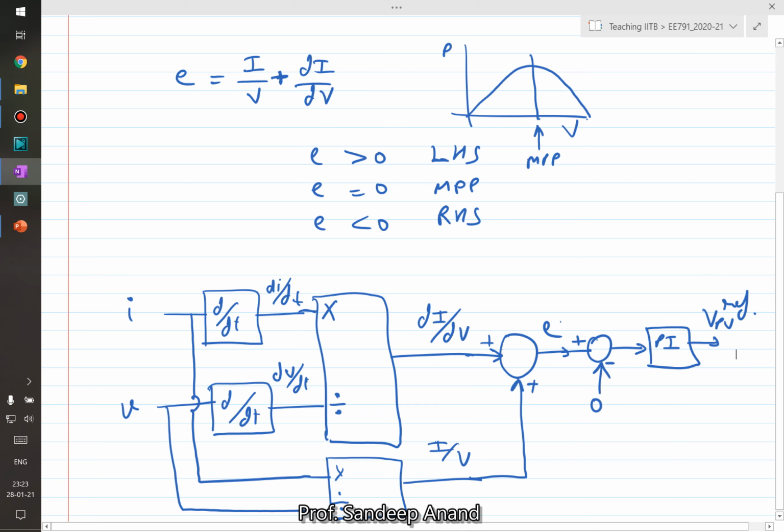On the other hand, if I'm on the right hand side, then my E is going to be negative. If E is negative, the input to the PI controller is going to be negative, and then my VPV reference will start reducing, and I will start moving towards the left hand side, right? In fact, just the integral term is also good enough to explain the basic operation. You don't need essentially a proportional term. But you might want to use both and maybe other terms also along with this, so it could be other implementations of this controller G of S.